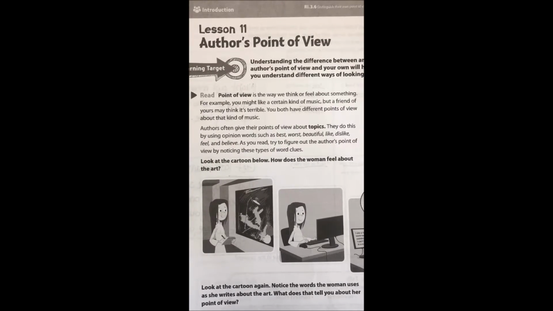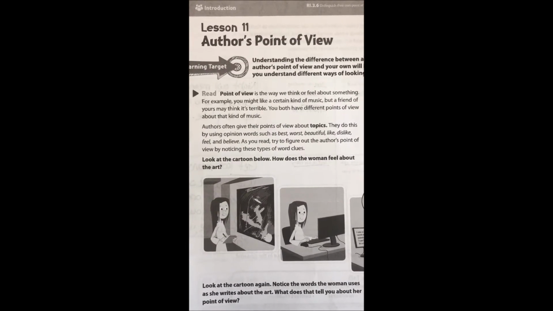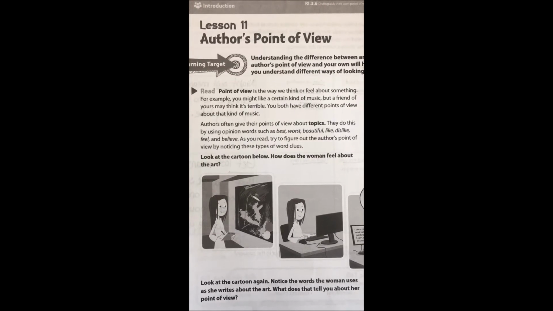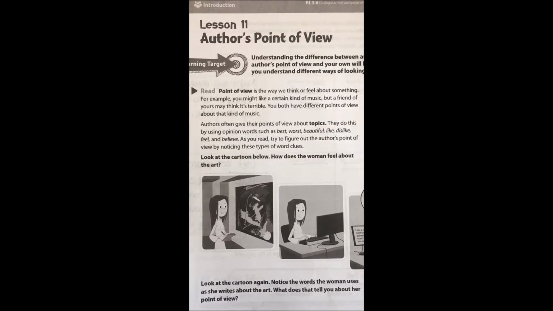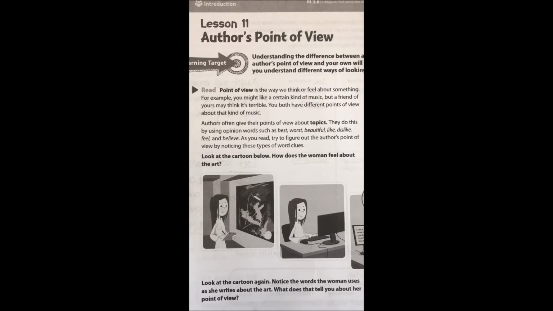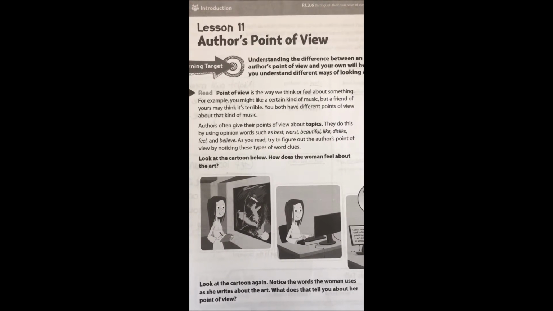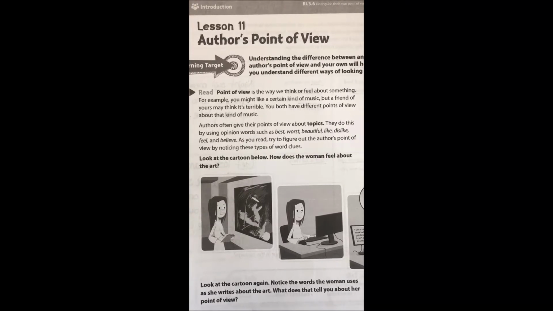You both have different points of view about that kind of music. Authors often give their points of view about topics. They do this by using opinion words such as best, worst, beautiful, like, dislike, feel, and believe. As you read, try to figure out the author's point of view by noticing these types of clue words.